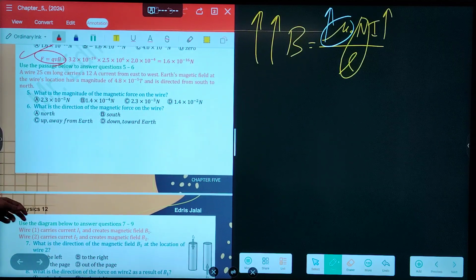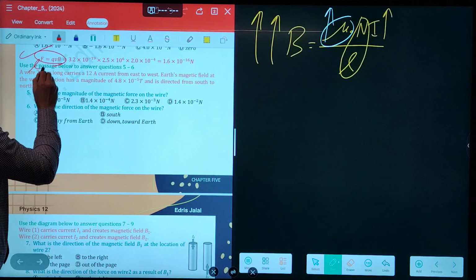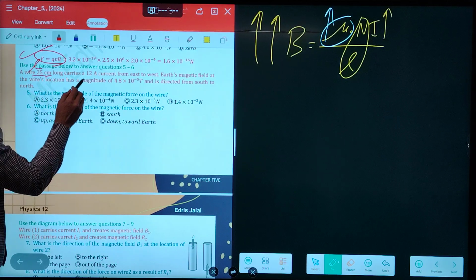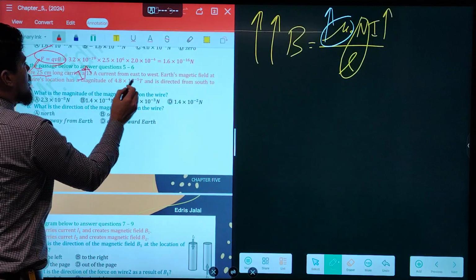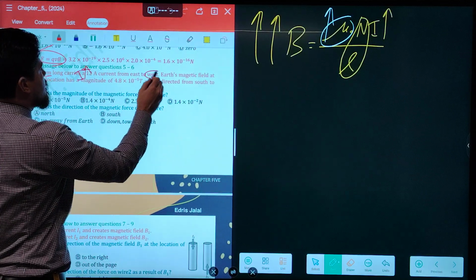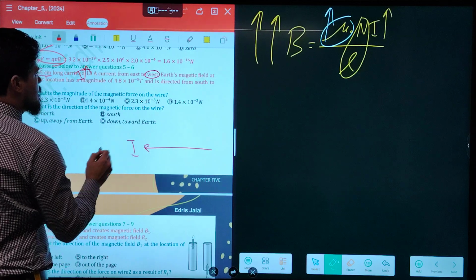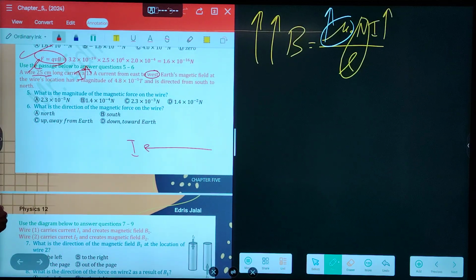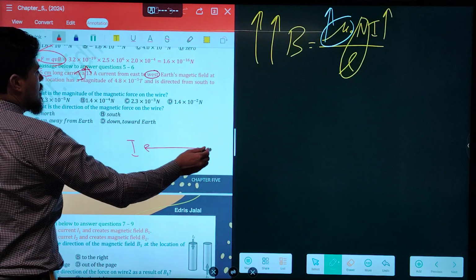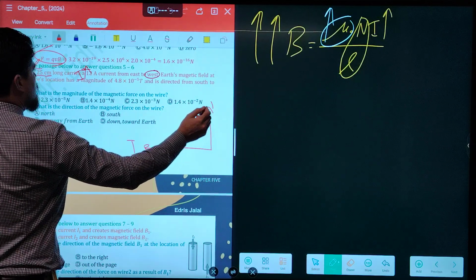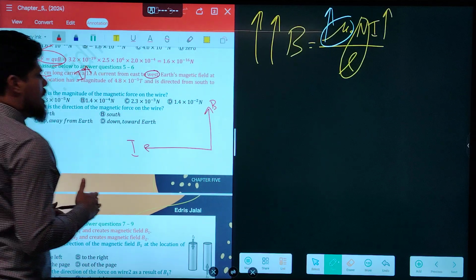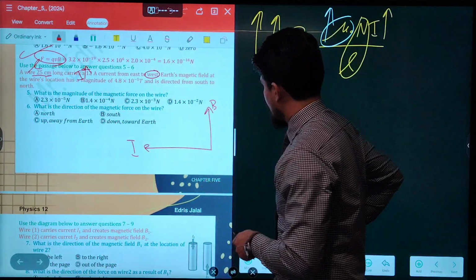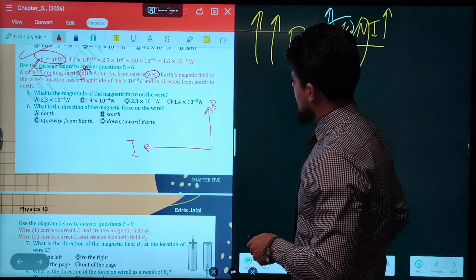Use the passage below to answer questions 5 and 6. This is L, 25 centimeters, convert to meters. This is current I, from east to west. The direction of the current is directed to where? To the west. This is I. Earth's magnetic field at the location has a magnitude of 4.8 and is directed from south to north. Magnetic field to the north, because we have a wire. This is the magnetic field here.